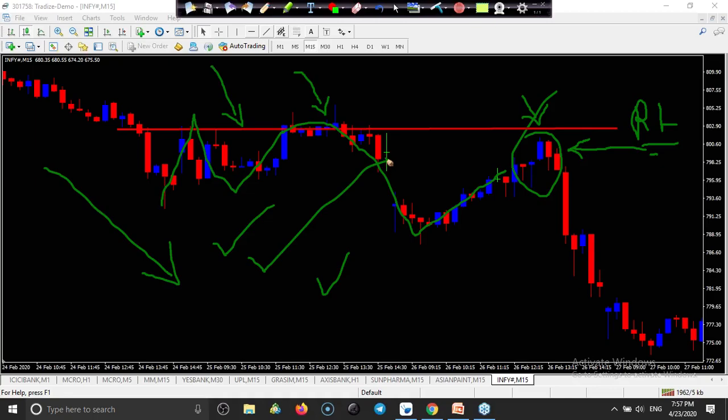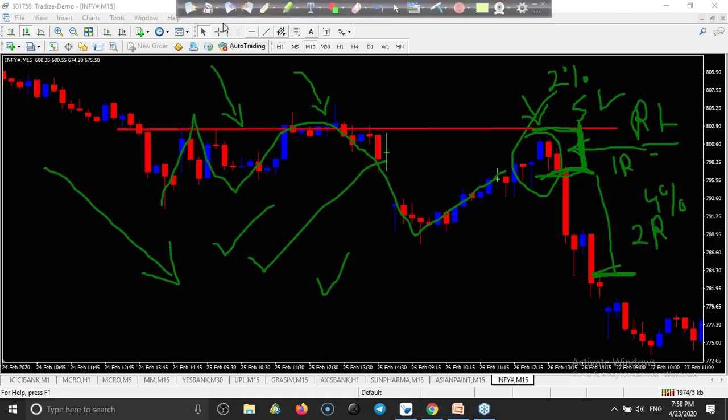Both are giving a sell signal. So we are placing the entry somewhere here. We are placing the SL somewhere above this resistance line. This area is called 1R. Remember, this SL area is called 1R, and we are placing the target somewhere here at 2R. We are taking 2% risk of the entire capital in this area, and 4% in this area.